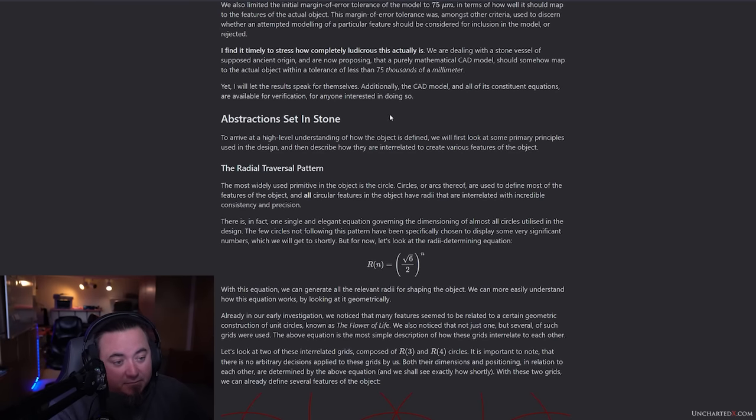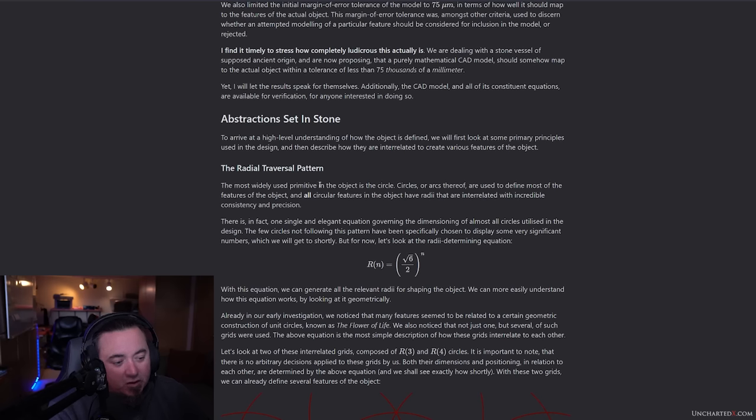And it was within this level of tolerance. Like, this is amazing. So one of the patterns that they came up with, and this is when they reverse engineered it to find the mass, they found something that they're calling the radial transversal pattern, right?